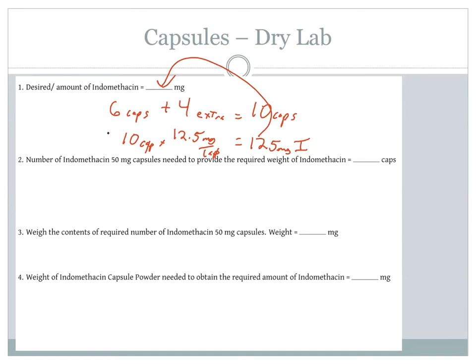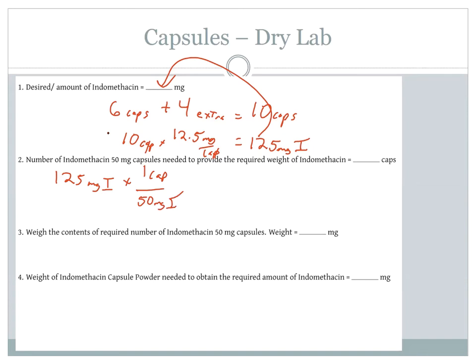And here's the catch: if we had pure indomethacin powder, we'd be done. All we'd have to weigh is 125 milligrams of indomethacin, but we do not have that. What we have is a 50 milligram capsule. So let's determine how many capsules it would take to provide what I need, which is 125 milligrams. So if I need 125 milligrams of indomethacin, I'm going to multiply that by the fact that in one capsule there is 50 milligrams of indomethacin, right?